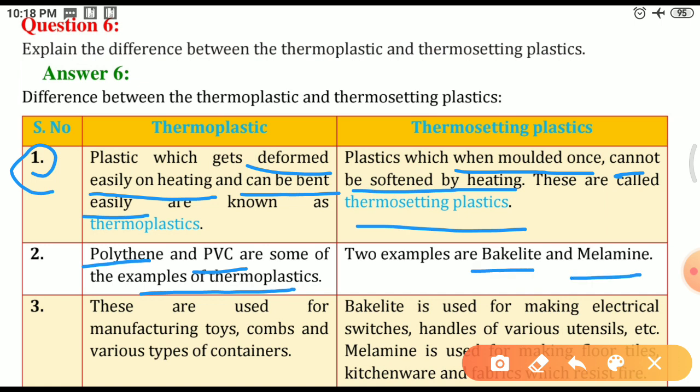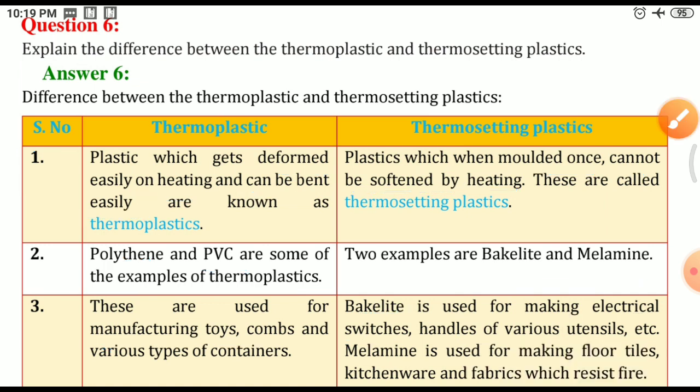These are uses of thermoplastic: these are used for manufacturing toys, combs and various types of containers. Then thermosetting plastic: bakelite, very important, is used for making electrical switches, handles of various utensils, etc. Melamine is used for making floors, tiles, kitchenware and fabrics which resist fire.